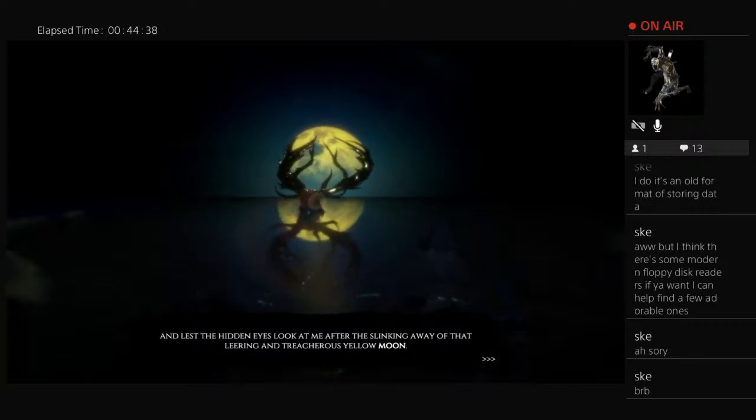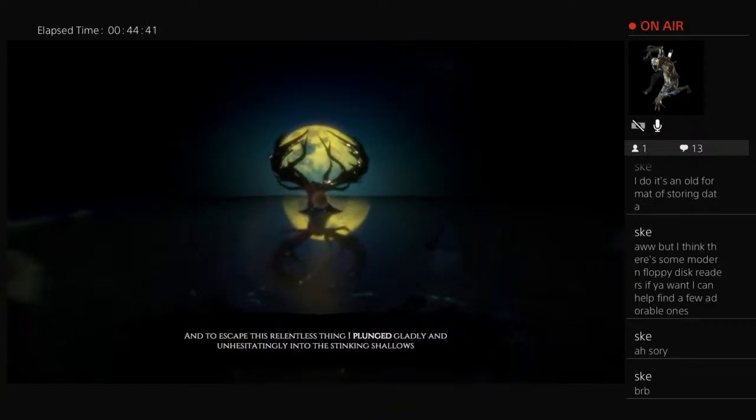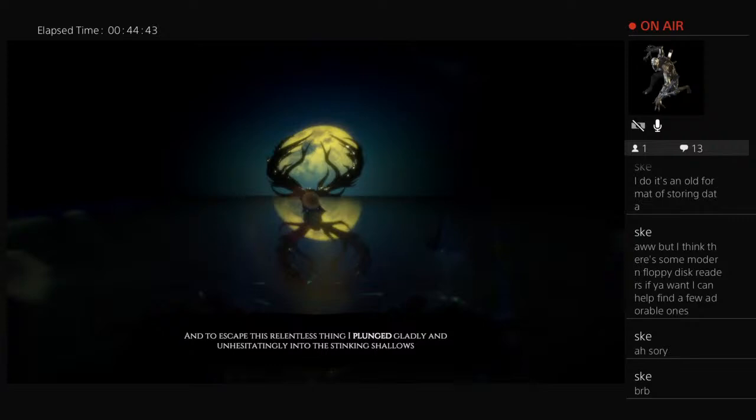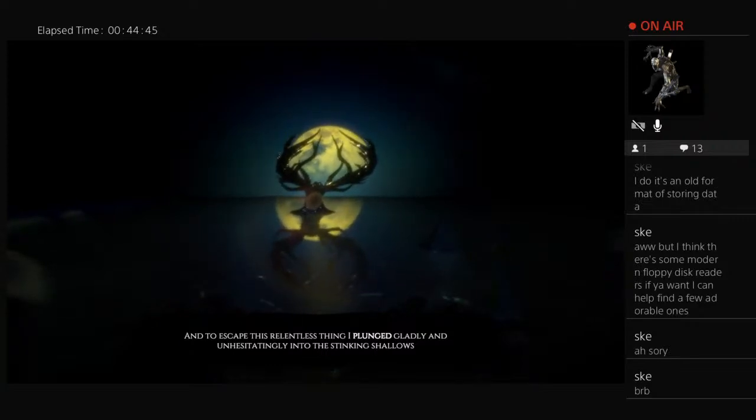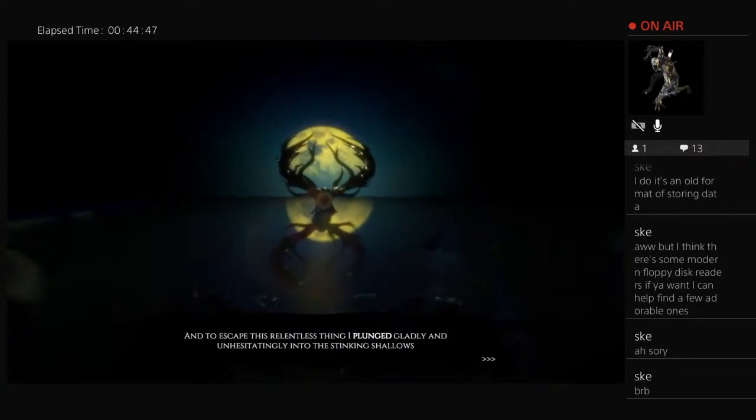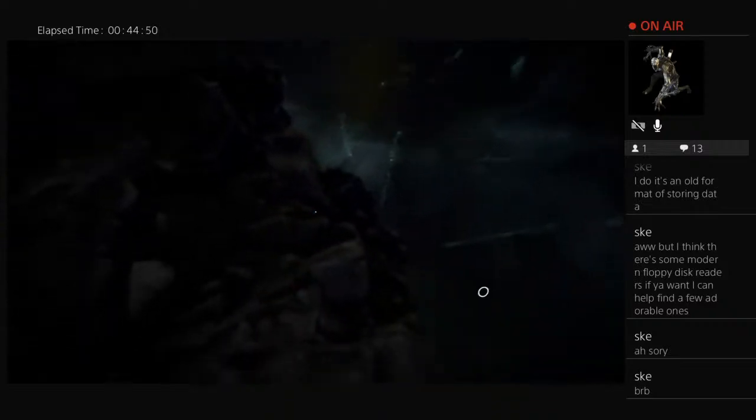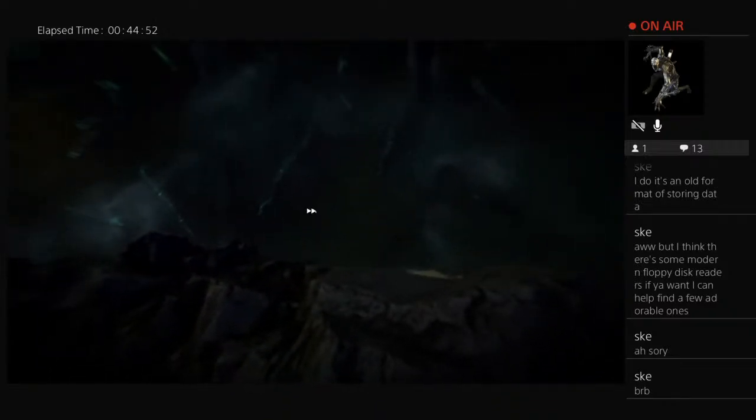And to escape this relentless thing, I plunged gladly and unhesitatingly into the stinking shallows. Oh, don't do it. I don't want to do it. That's gross.